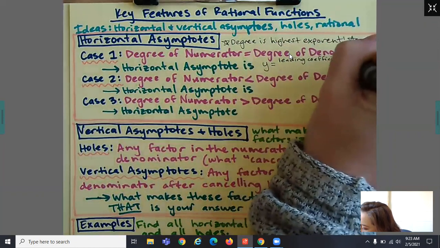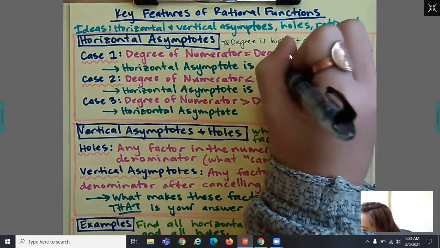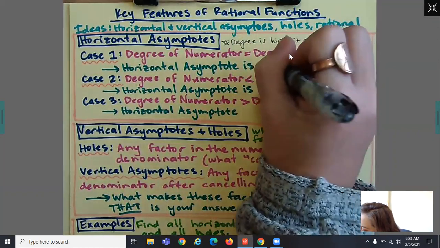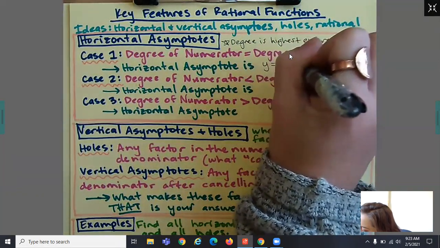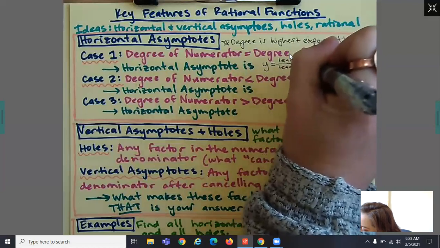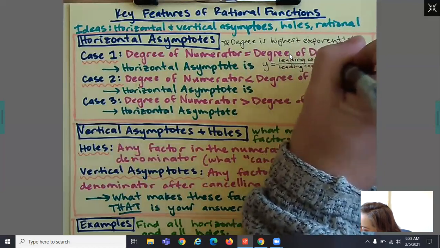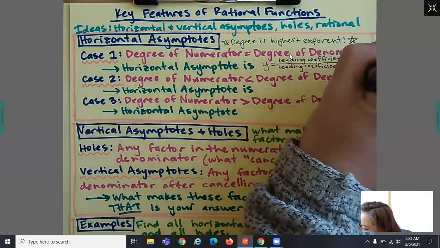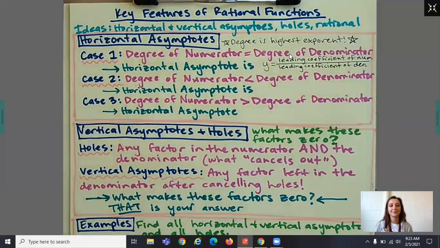of the numerator divided by the leading coefficient of the denominator. And I promise you that it will look a lot easier whenever we're actually working this out. So don't be alarmed by this quite yet.